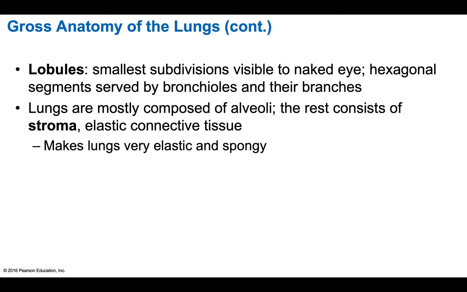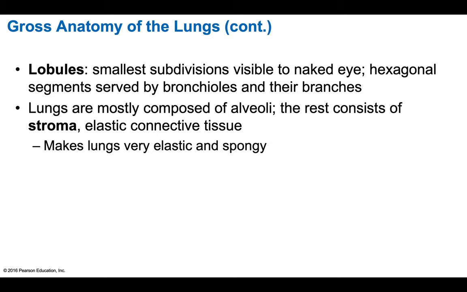Lungs mostly consist of the alveoli. Again, these are the air spaces that are there. The remainder of the lung tissue, or its stroma, is mostly elastic connective tissue. Because of this, the lungs are soft, spongy, elastic organs that together weigh just over 1 kilogram, so that's about 2.2 pounds. The elasticity of a healthy lung reduces the work of breathing. When this elasticity decreases, this is when you start having lung problems.